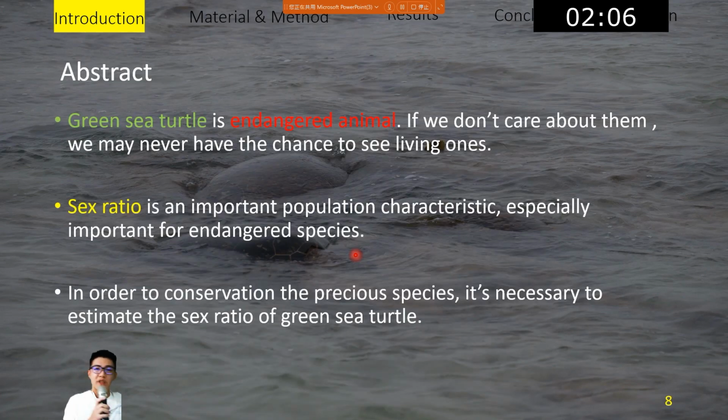So why should we do this? Why do we do the study? Because the green sea turtle is an endangered animal. If we don't care about them, we will never see them in the future again. So the sex ratio is an important population characteristic. We need to do something to protect them from extinction.